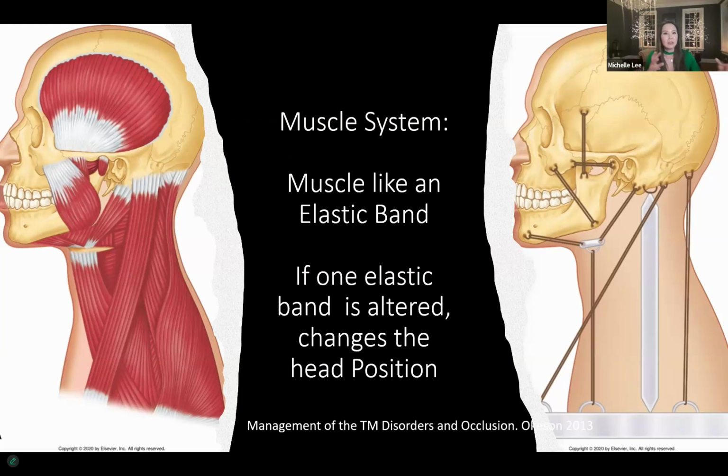The simplest example I can think of is muscle position. If we're delivering a crown with the patient sitting back and the patient bites, and then when the patient's sitting up, the head position changes a little bit. It's actually more accurate to check occlusion in a more supine position. So it's really dynamic, and if one elastic band in the muscles is altered, it can change your head position.